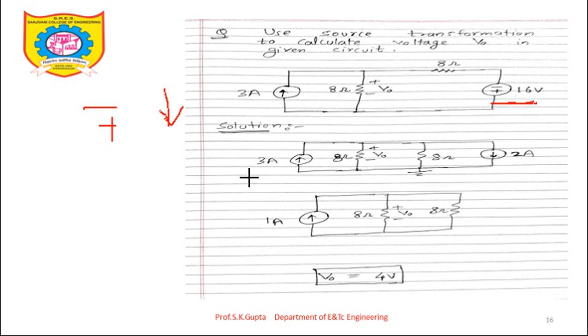Now again this 3 ampere and 2 ampere are in parallel, and 3 ampere has polarity upward, 2 ampere has polarity downward. So in this case we will do the subtraction. So 3 ampere minus 2 ampere, 3 is greater. So overall 3 minus 2 is 1. So overall I will get 1 ampere with upward polarity.